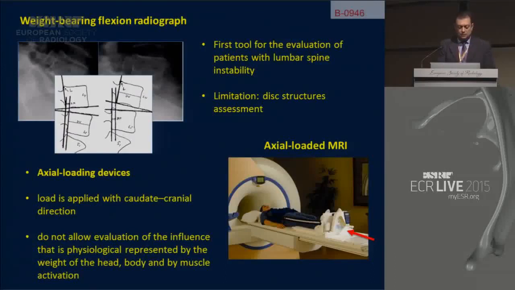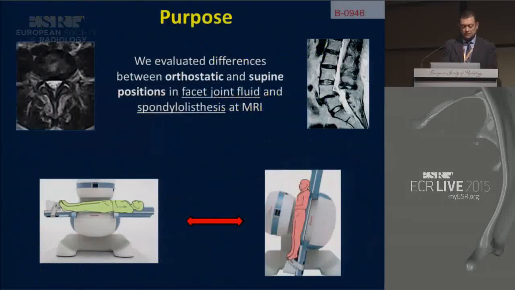In the past, we performed weight-bearing flexion radiography, the first tool for the evaluation of patients with lumbar spine instability, but the limit is that it's impossible to study these structures. And then axial load MRI, but the load is applied in a caudocranial direction and does not allow evaluation of the influence that is physiologically represented by the weight of the head, body, and muscle activation.